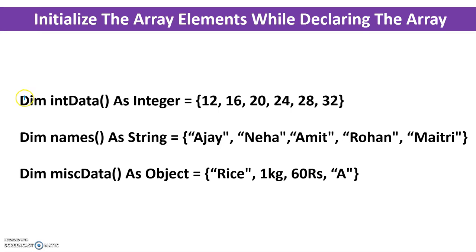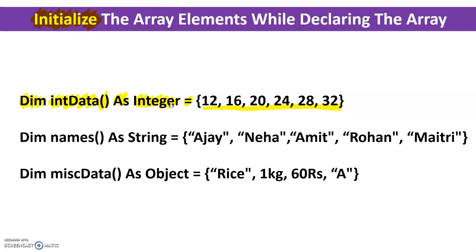So simply at the time of the declaration, see this example, Dim, then the name of the array, then don't specify the range, then As data type, and the equal to sign we use for the assignment. Okay, so what do you want to assign? I want to assign 1, 2, 3, 4, 5, 6 values to this array. So you can initialize it this way. So this is about the initialization of the array.